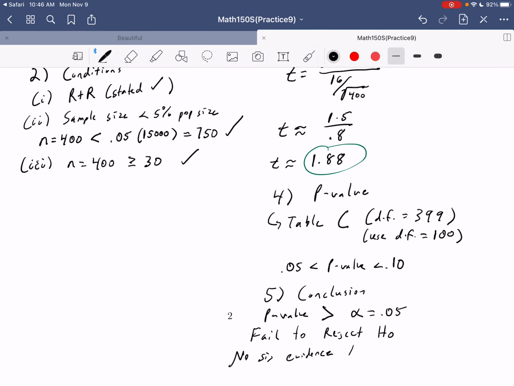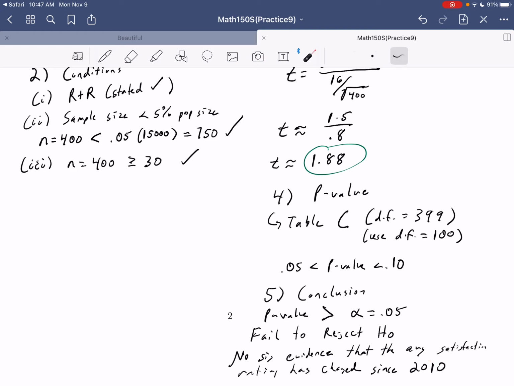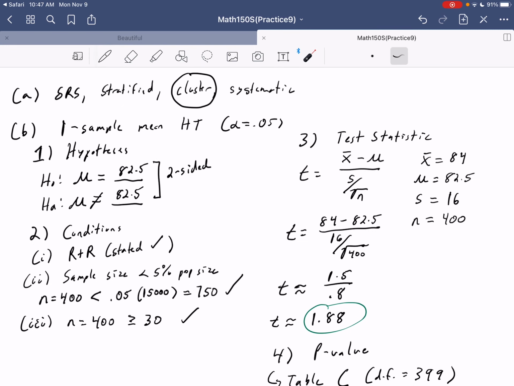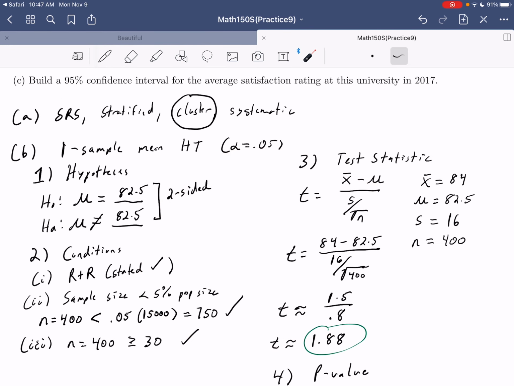So no significant evidence that the average satisfaction rating has changed. Now you could say has changed since 2010 or from the score of 82.5, whatever you prefer. So I'll say has changed since 2010. So once again, we have that phrase, the average, because we're not talking about individual satisfaction ratings. We're talking about average satisfaction ratings. And we're saying that there's no evidence that that average rating has changed since 2010. Alrighty, so there we go. We've gone ahead and done part B, which was a one sample mean hypothesis test.